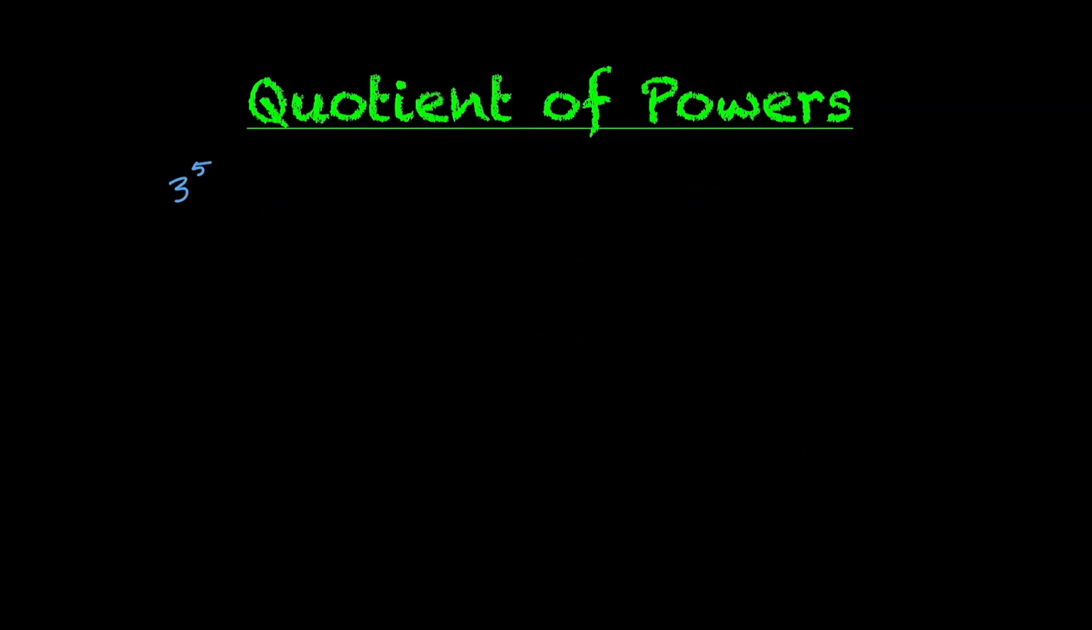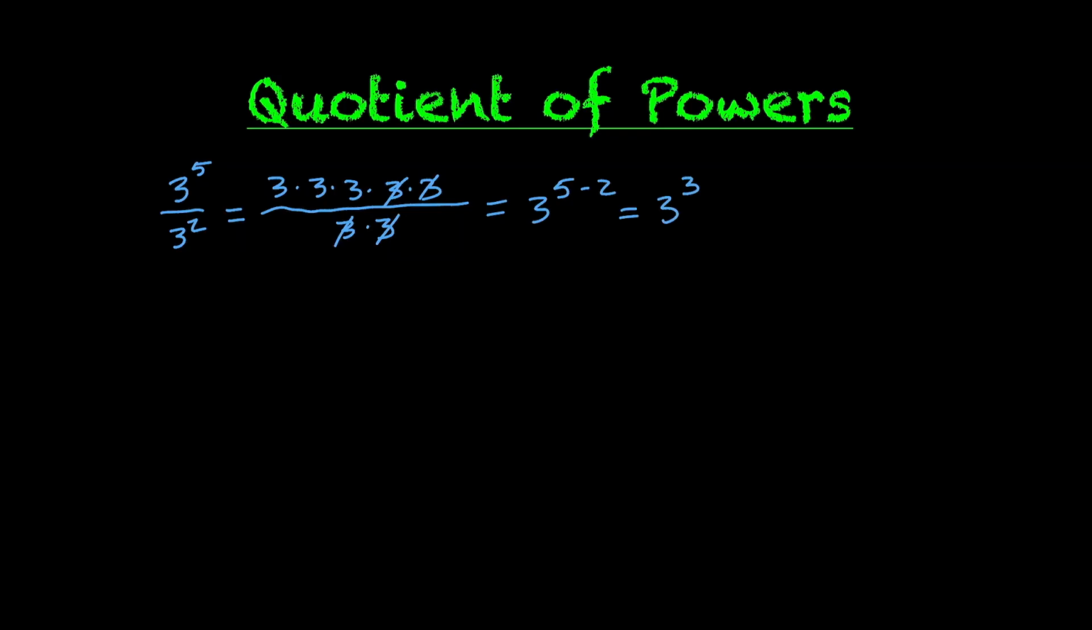All right, let's take a look now and see what happens when we divide powers. So let's say that we had 3 to the fifth divided by 3 squared. So 3 to the fifth is 5 copies of 3 on the top. And then 3 squared is 2 copies of 3 on the bottom. And we can see of those 5 on the top, 2 of them are going to cancel with the ones on the bottom. So we're left with 5 minus 2, or 3 copies of 3 overall.